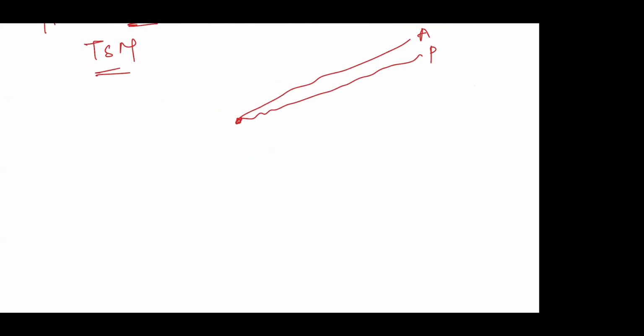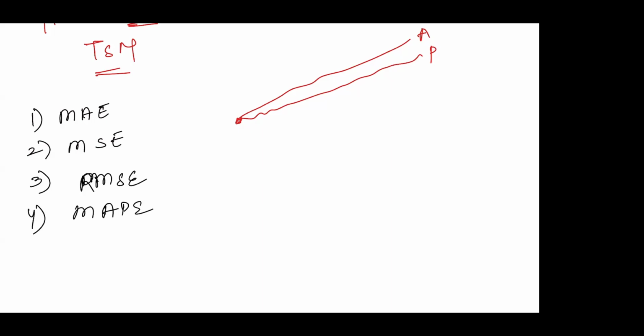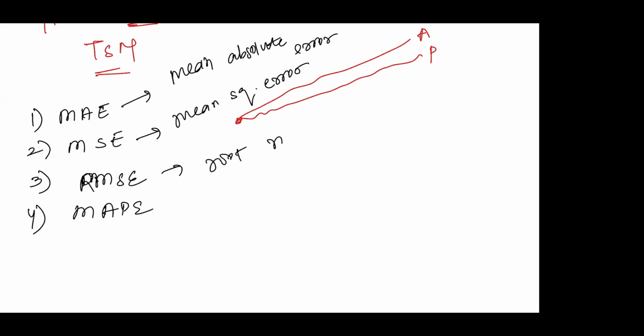So we have various evaluation criteria like mean absolute error, mean square error, then we have root mean square error, then we have mean absolute percentage error. This is called mean absolute error, mean square error, root mean square error, mean absolute percentage error.